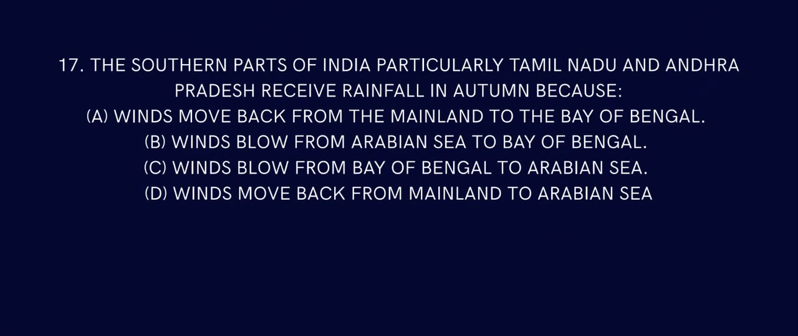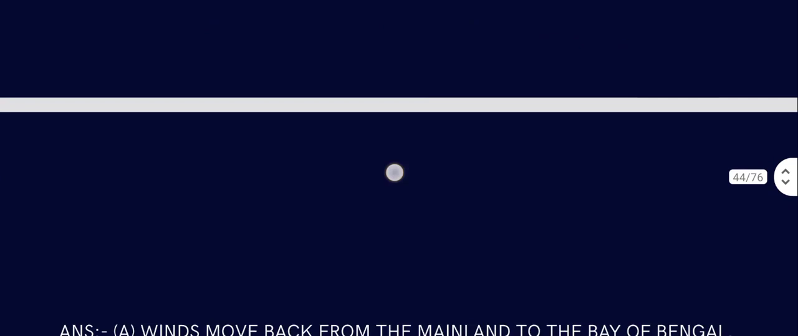The southern part of India, particularly Tamil Nadu and Andhra Pradesh, receives rainfall in autumn because winds move back from the mainland to the Bay of Bengal, or winds blow from Arabian Sea to Bay of Bengal, or winds blow from Bay of Bengal to Arabian Sea, or winds move back from mainland to Arabian Sea? Answer is winds move back from the mainland to the Bay of Bengal.